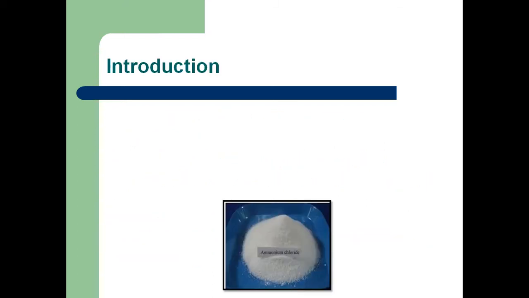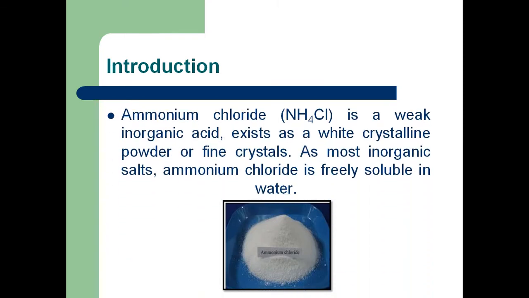Before seeing the practical, let us first see what ammonium chloride is. Ammonium chloride is a weak inorganic acid. It occurs as a white crystalline powder or fine crystals. It is freely soluble in water, being an inorganic salt. Most inorganic salts are soluble in water. The molecular weight of ammonium chloride is 53.49 gram per mole.